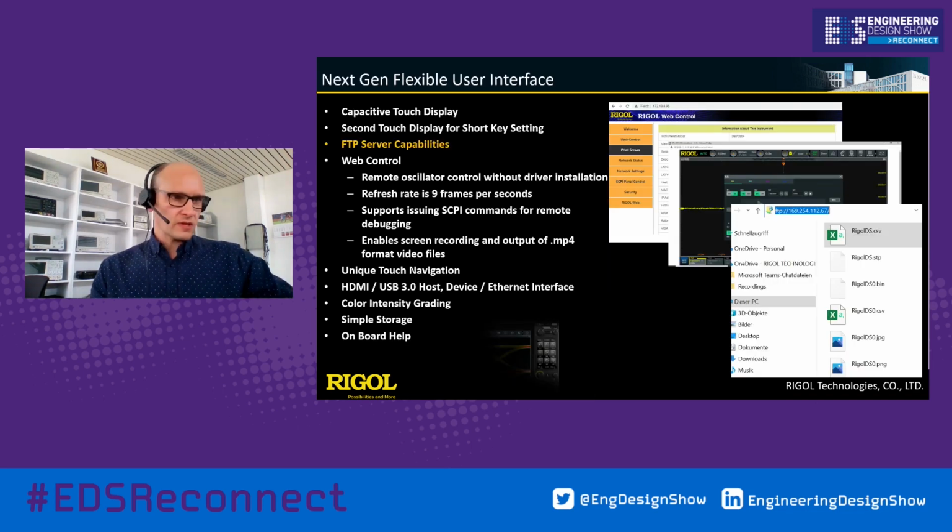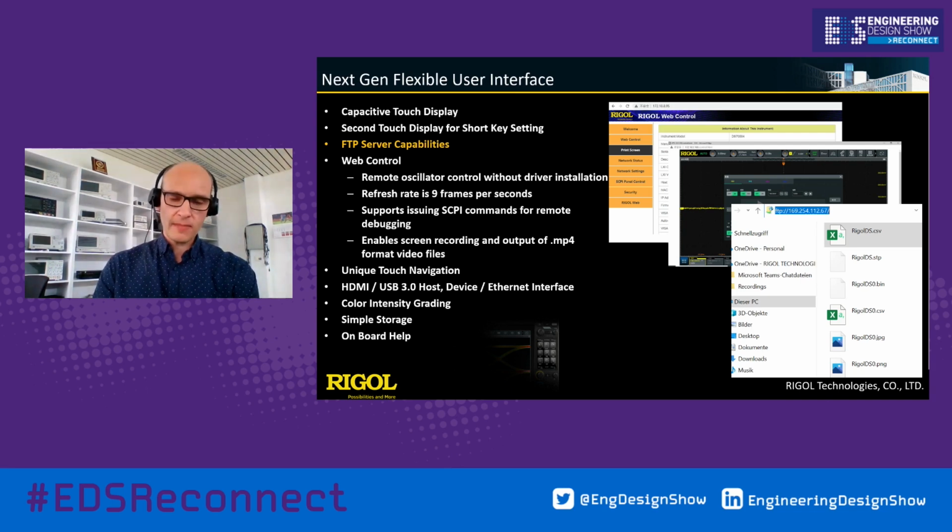This oscilloscope can be used remotely without installing any driver. In case you're using the LAN connection, you can use, for example, the web control functionality, which is an extended version of the web control, because we have a refresh rate of 9 frames per second, which is quite fast. Furthermore, you can use the web control for debugging issues. You can send, for example, SCPI commands and get the results from the test device. You also have the capability to easily make screenshots, or, if you want to record a video, it's also possible with the web control for further analysis.